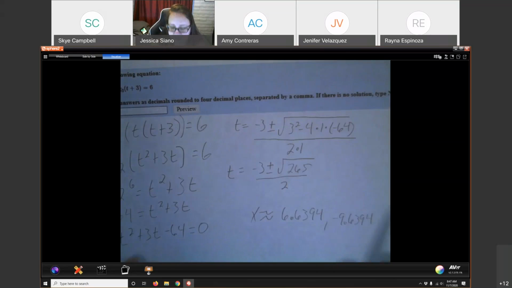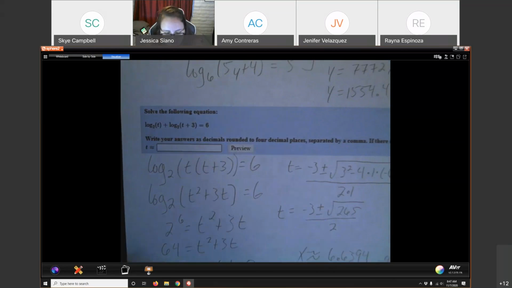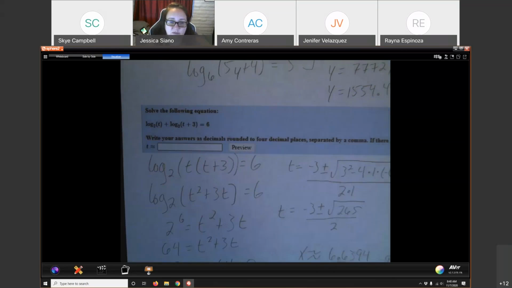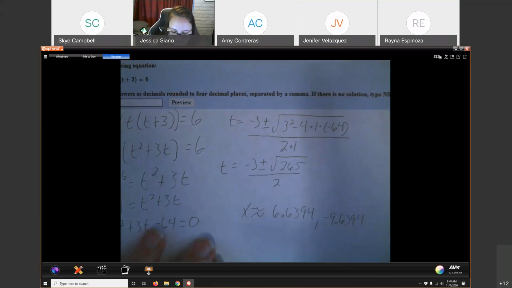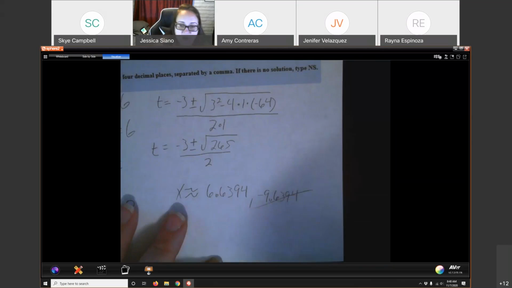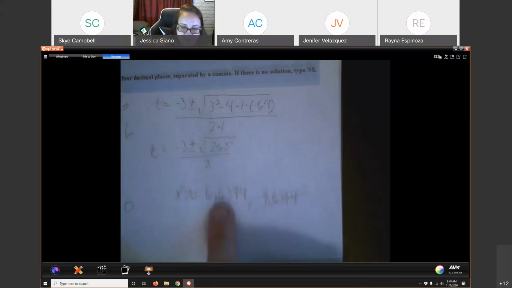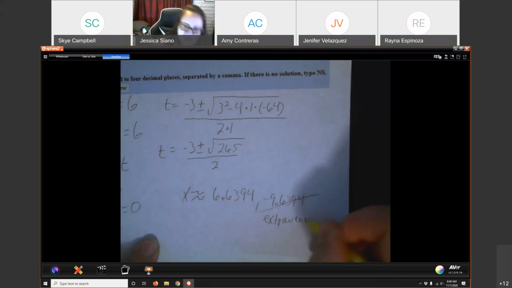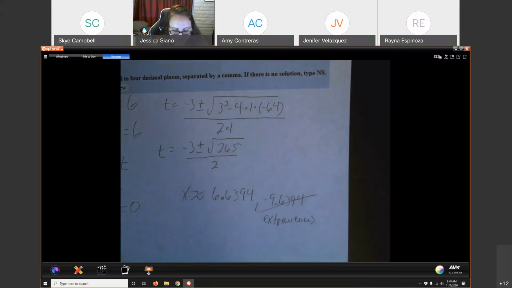So now we need to check these. If I take a 6.6394 and I plug it in here, it is positive, so that'll be okay. And then 6.6394 plus 3 would be 9.9394. That one's okay. But if I take a negative 9.6394 and I put it right here, I would be doing the log of a negative, which means that this answer is no, not good. And this is my only answer. We call this extraneous. That's the name for a value that we get when we solve that doesn't check.